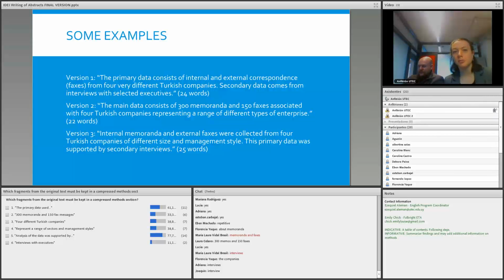Alright, so version 1 is saying the primary data consists of internal and external correspondence, faxes, from 4 very different Turkish companies. Secondary data comes from interviews with selected executives. It's only 24 words. Then version 2, the main data consists of 300 memoranda and 150 faxes associated with 4 Turkish companies, representing a range of different types of enterprise. And the third version, internal memoranda and external faxes were collected from 4 Turkish companies of different size and management styles. This primary data was supported by secondary interviews.